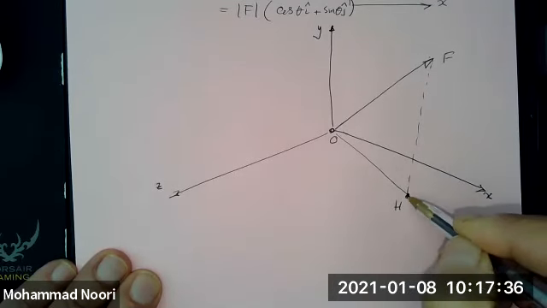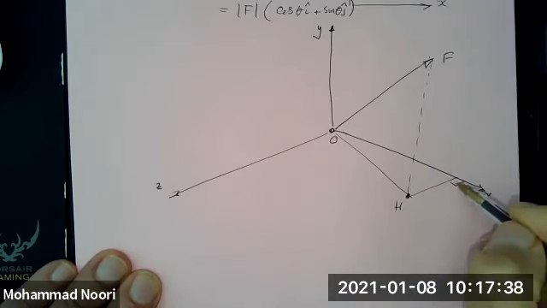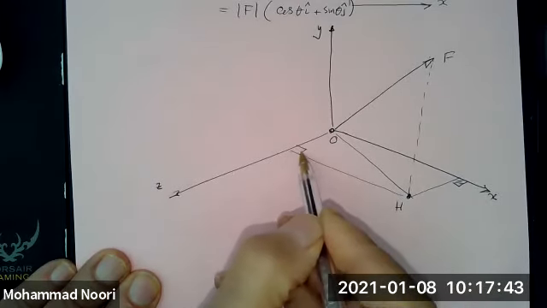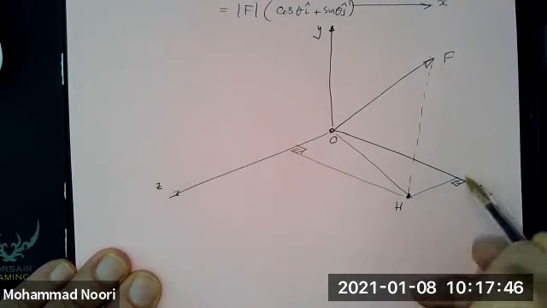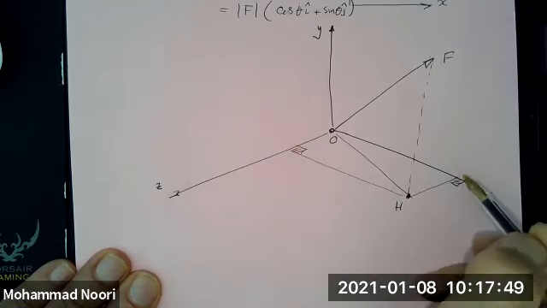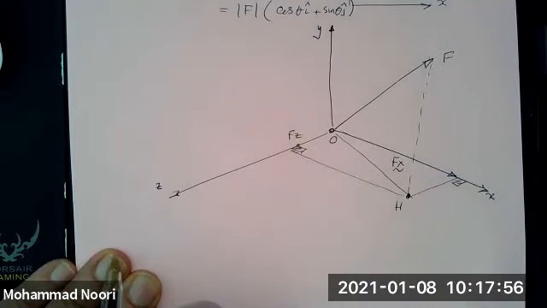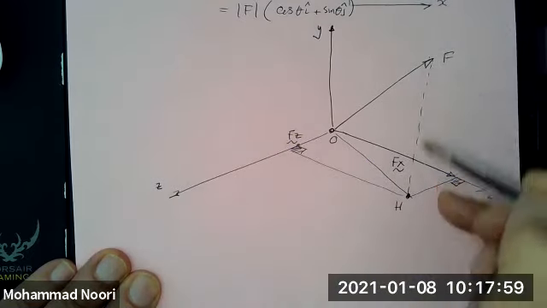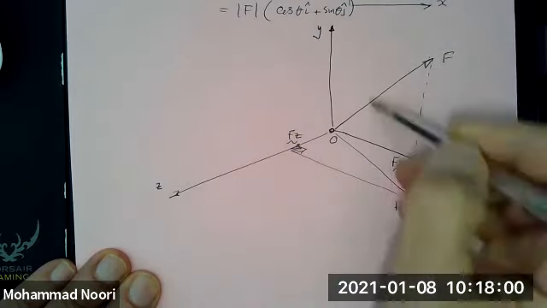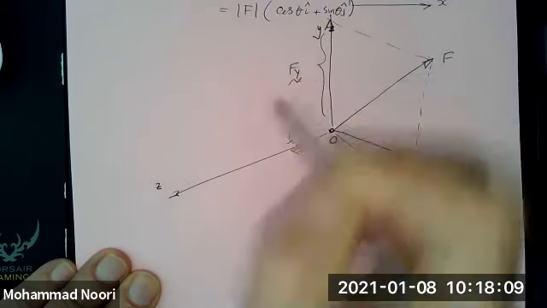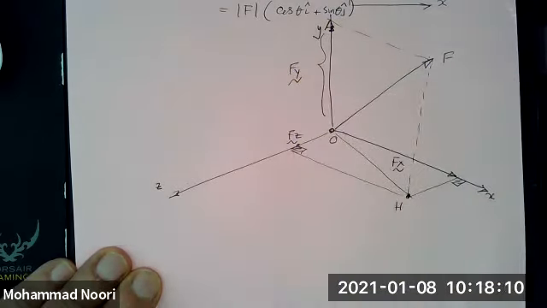Now, if you draw a line perpendicular to the z-axis and a line perpendicular to the x-axis, or in other words, drawing lines parallel to the two axes, what results here is the x component, and this is the z component of this force. And if you draw a line parallel to OH, this will be the y component of this force.